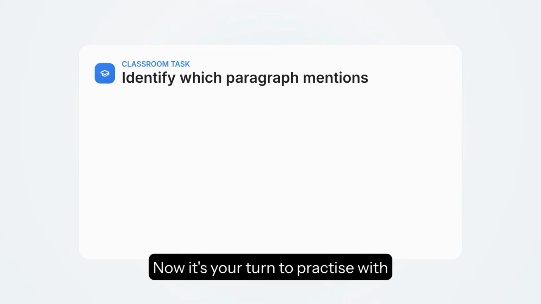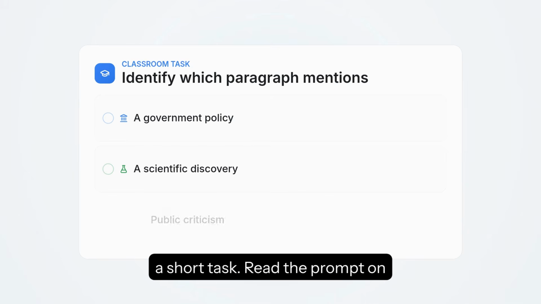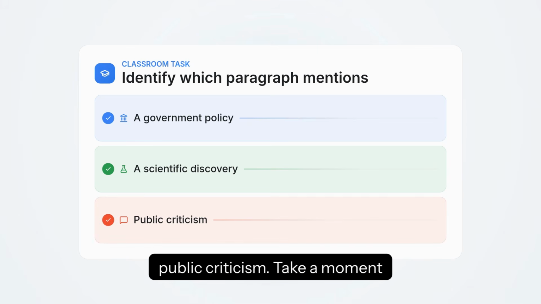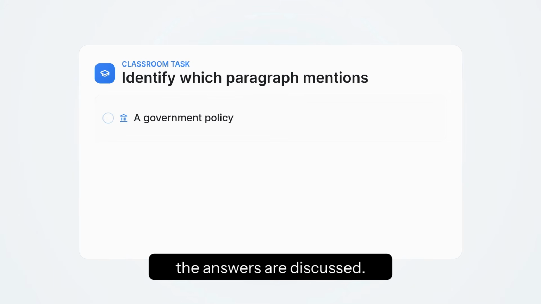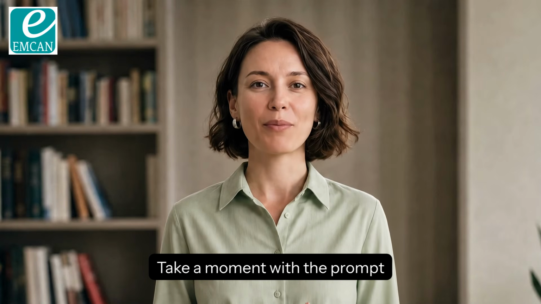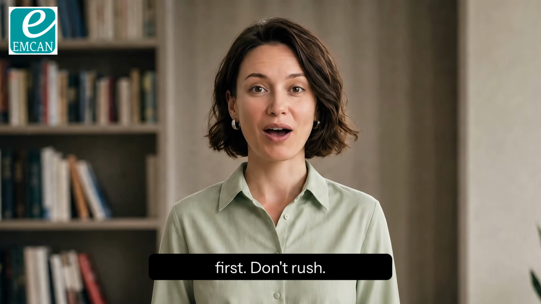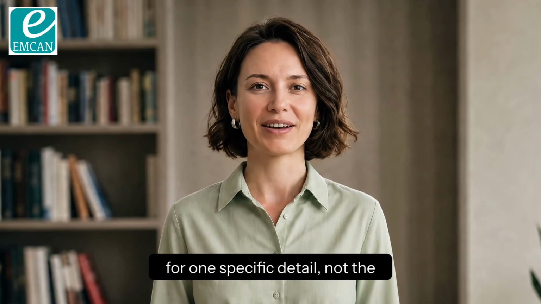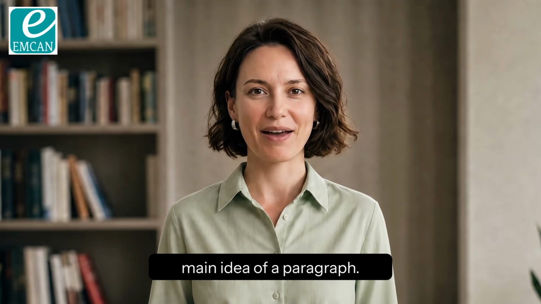Now it's your turn to practice with a short task. Read the prompt on screen, then decide which paragraph mentions government policy, scientific discovery, and public criticism. Take a moment to scan all 3 details before the answers are discussed. Take a moment with the prompt first. Don't rush. Notice that each question asks for one specific detail, not the main idea of a paragraph.